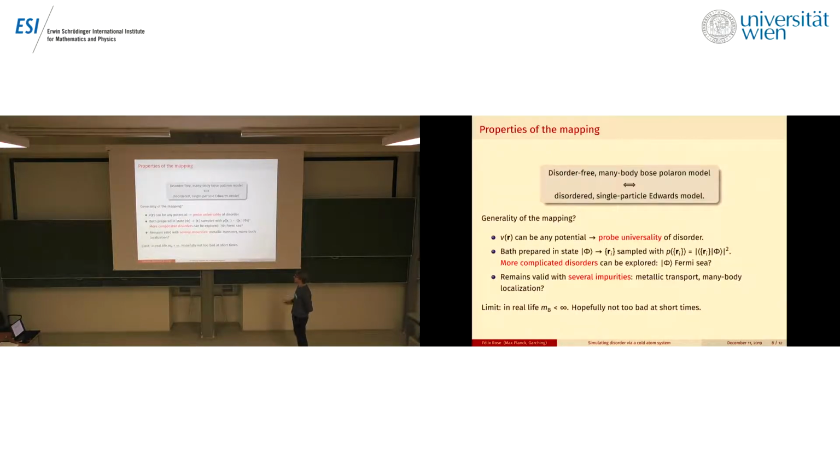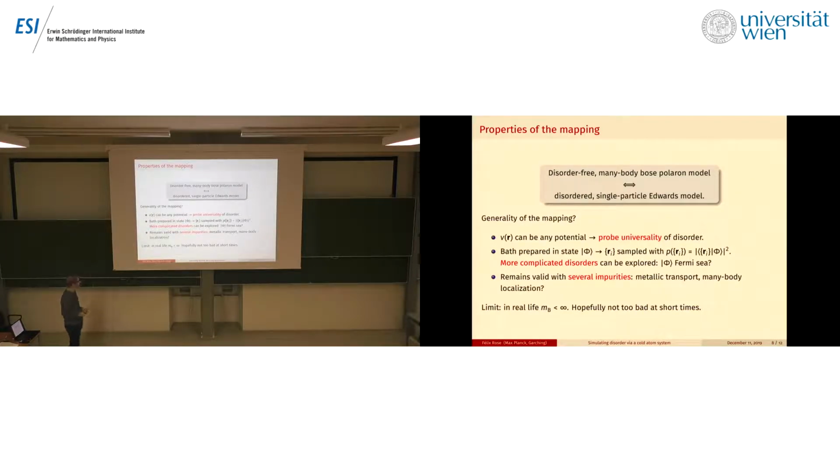So just to sum up what we've obtained, we are looking at this Bose-Polaron model, which is a many-body physics model with interactions, but which is free of disorder. And with this mapping, we have proven that by making this measurement, you can get the disorder average value of the quantities for this single-particle Edwards model. So you kind of trade in one difficulty, the many-body aspect, for another, which is the disorder aspect.